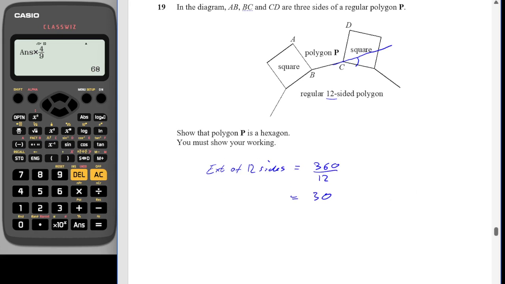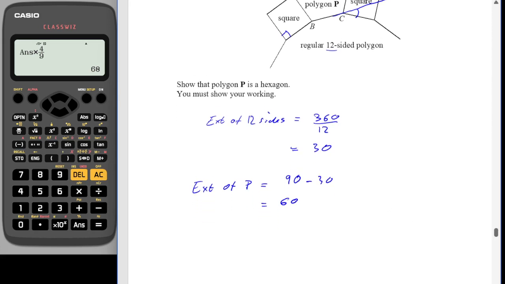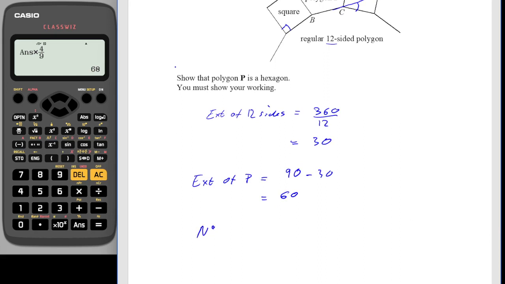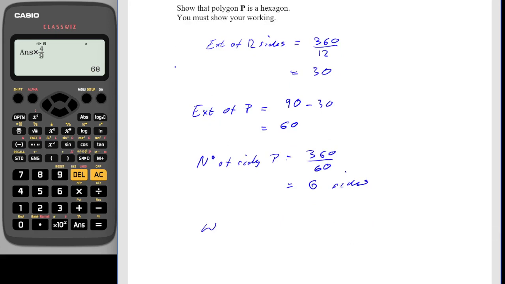And if we've got a square, the exterior angle of P is going to be equal to 90, because we've got a right angle here, minus 30, so it's going to be equal to 60 degrees. So the number of sides of P is going to be equal to 360 divided by 60, which is 6 sides. Which means it's a hexagon.